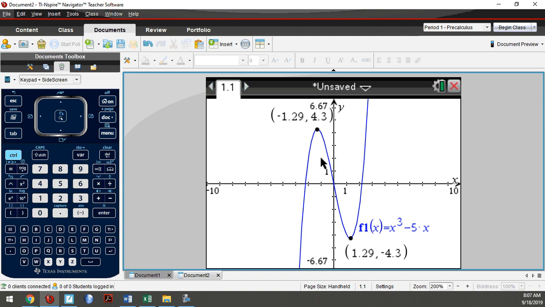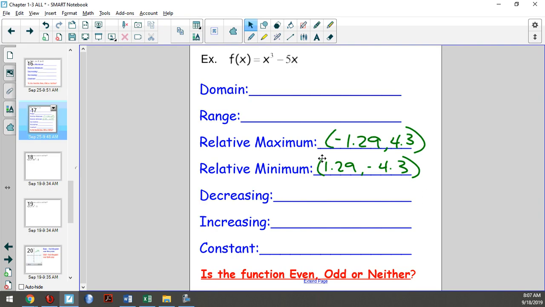Now, can anybody tell me what the domain of this function is? How do we read our domain? From left to right. So what is my domain? Notice it goes on forever in both directions. So I would technically have an arrow on the bottom and an arrow on the top here. So this is going to look like my cubic function. So my domain is going to be negative infinity to positive infinity. Very good.